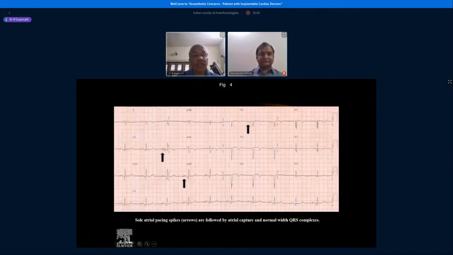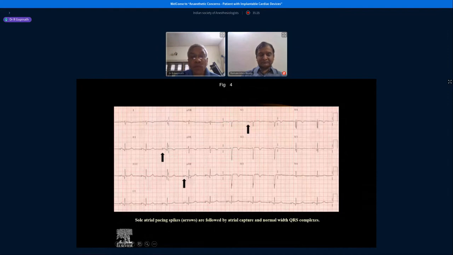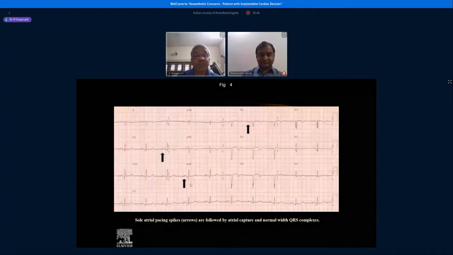If you see, there is a small spike here, a small spike here, and a small spike here. These are all atrial pacing spikes. These small arrows precede the P wave, which means the chamber paced is the atrium. These are all followed by QRS complexes. Whenever you have a normal AV conduction system, you will have a normal width of the QRS complex. So it is very important to look at the QRS complex and where the pacing spike is located. Here it is located just prior to the P wave. That is an atrial device, or atrial pacing.